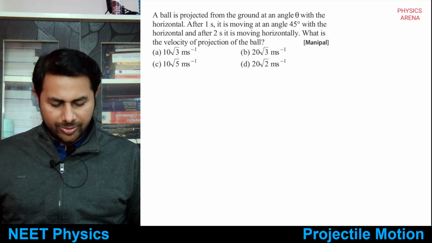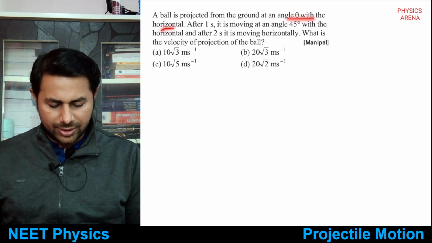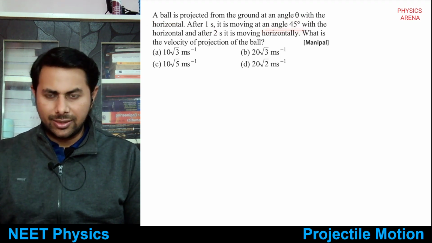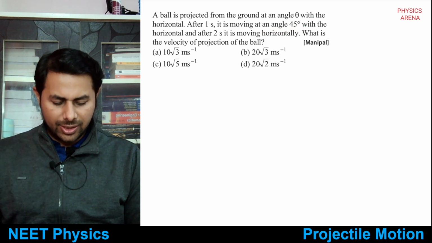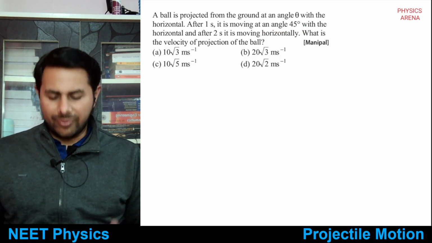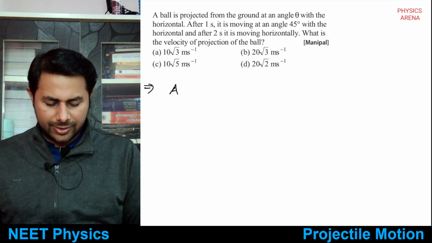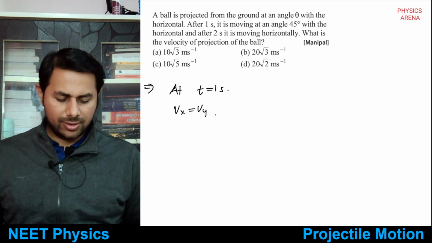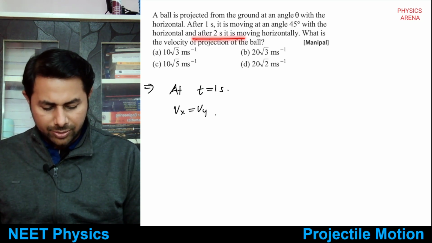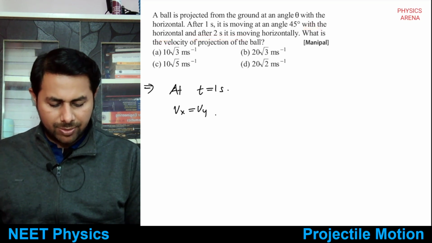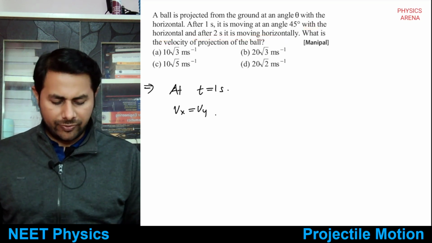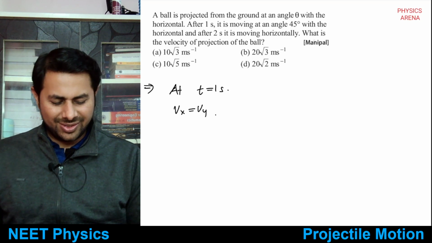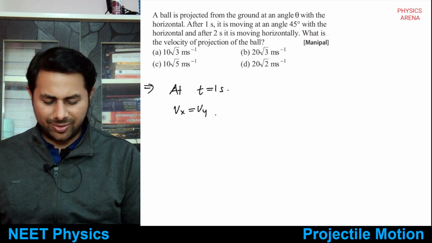A ball is projected from the ground at an angle of theta with the horizontal. After 1 second, it is moving at an angle of 45 degrees. Once they say 45 degrees, Vx and Vy are equal. So at t equals 1 second, Vx is equal to Vy, right? And after 2 seconds it's moving horizontally, and once they say horizontally, that means Vy becomes 0. What is the velocity of projection of the ball?